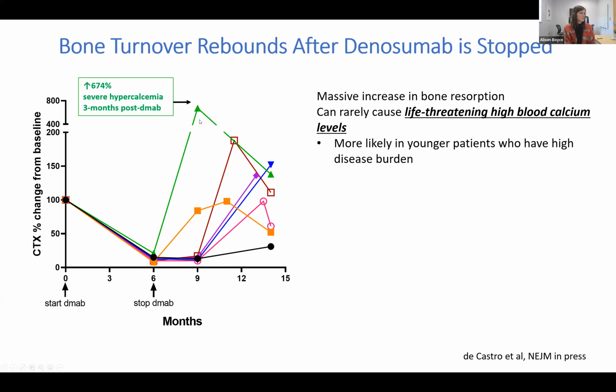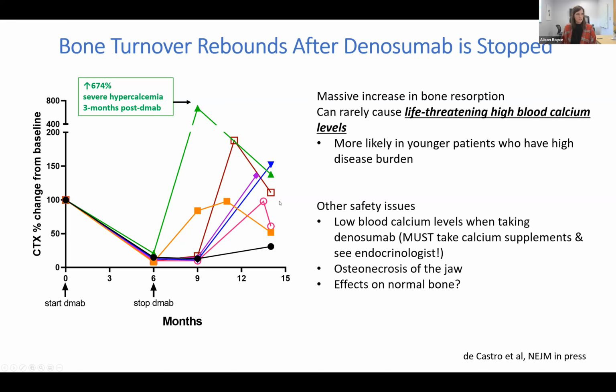There was one patient who had really severe FD. 3 months after she stopped denosumab, she developed really severe high blood calcium and had to be hospitalized. Fortunately, we were able to treat her well with medication and her calcium levels came down. But what this really pointed to in this study is that we have to be very careful about denosumab use, and especially if patients are young and if they have a lot of FD.